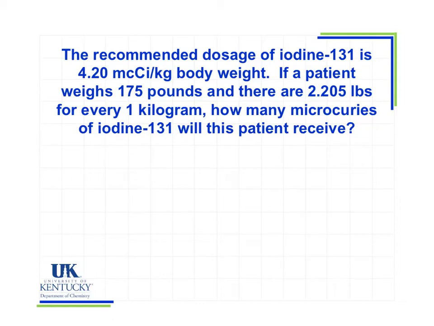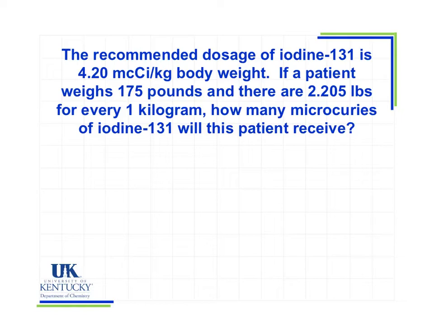This is a similar problem to the one we just did, and it tells us the recommended dosage, same as before, and says if a patient weighs 175 pounds and there are 2.205 pounds for every kilogram, how many microcuries of iodine-131 will this patient receive?